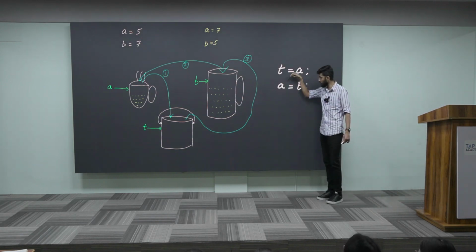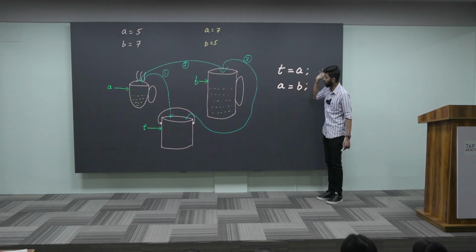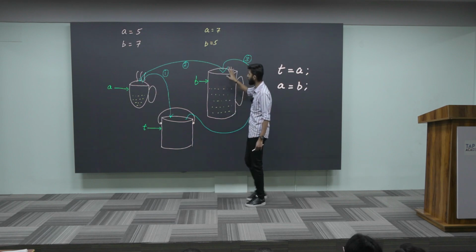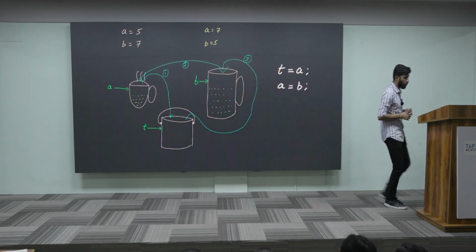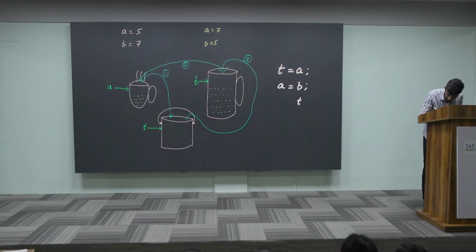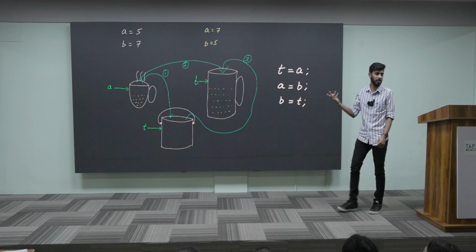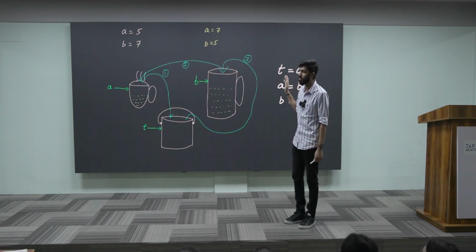So whatever is there here will go over there. Next, what is the third step? Whatever is there in T, you are placing it inside B. Is it clear to you? If you do this much, your swapping is done. Any doubts in this? No.